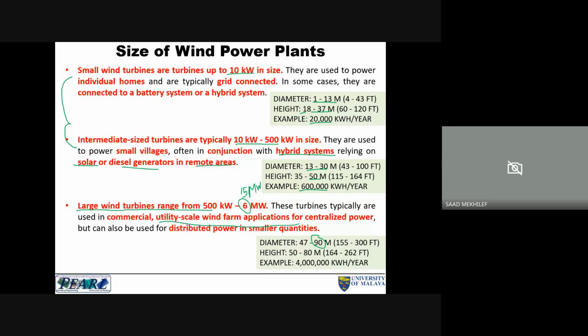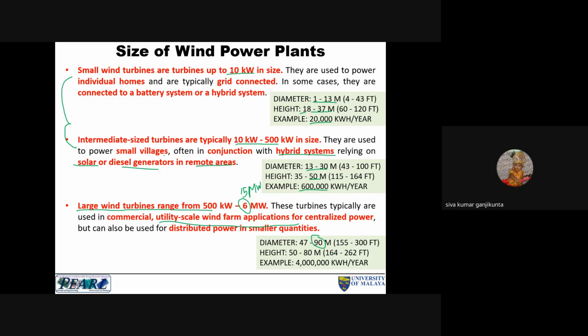Is there any question in the chat box, Dr. Siva? Sir, I have one question, sir. Yeah, please. You mentioned, especially in the case of offshore wind, we are seeing some inquiries from customers for very large wind turbines. You already mentioned 14, 15 megawatts.